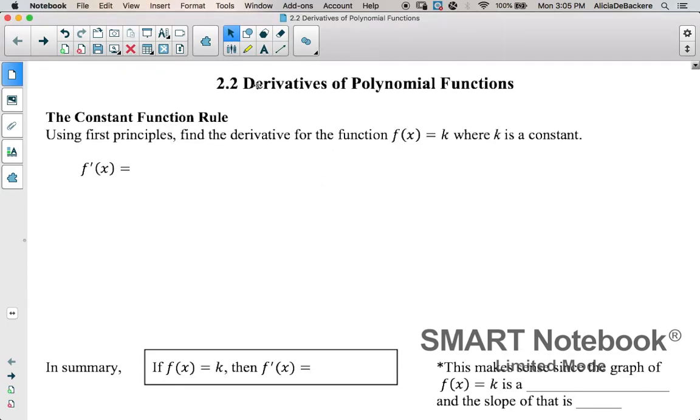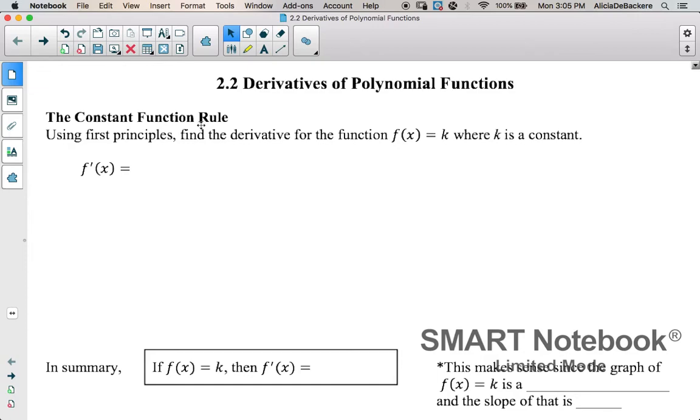Welcome to lesson 2.2. In this lesson, we're going to talk about the derivatives of polynomial functions. So we're specifically zoning in on those polynomials, and later we're going to expand to rational, radical, and then in future chapters exponential and trigonometric, that kind of thing. So the first rule that we're going to talk about is the constant function rule.